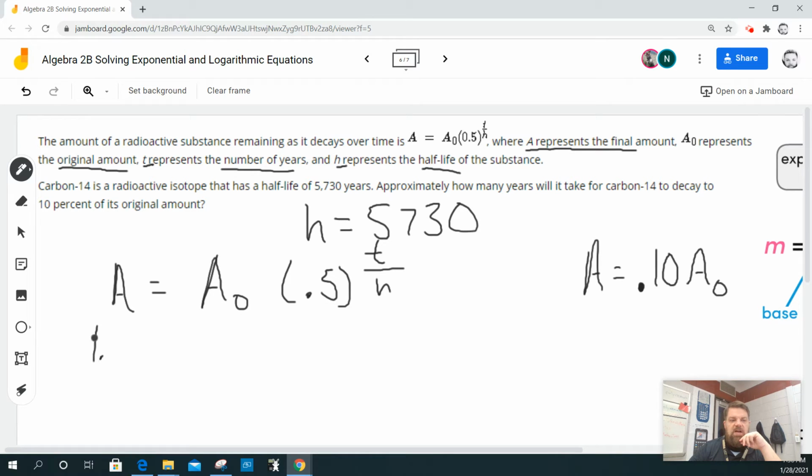So for the final amount, we want that to be 10% of the original amount. And I'm going to start plugging some numbers in. 0.5 raised to the T over H, but we know that H is 5,730.